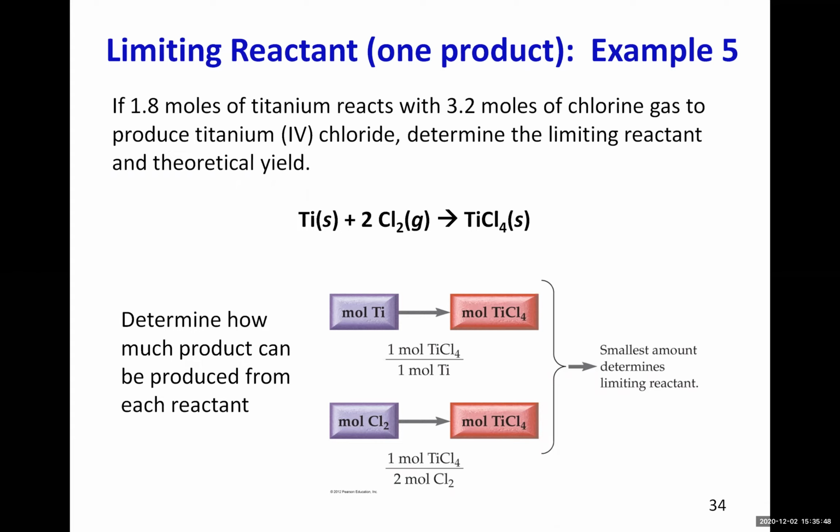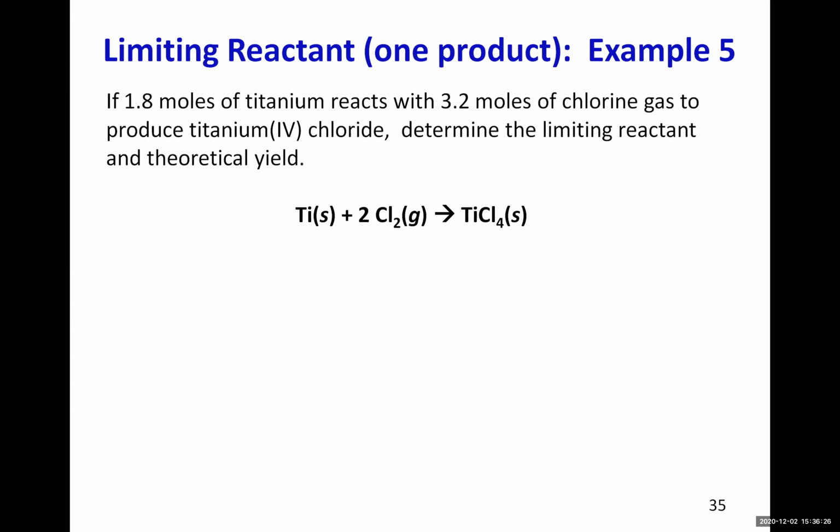And then using the 3.2 moles of chlorine gas, we will also calculate the amount of moles of titanium chloride that we can make. And this time the ratio is 2 to 1. You're making 1 molecule of the compound when you have 2 molecules of the chlorine gas. And so once you have calculated those moles of product that you can make from each of the reactants, the smallest amount of product that can be made will be telling you which reactant is limiting.